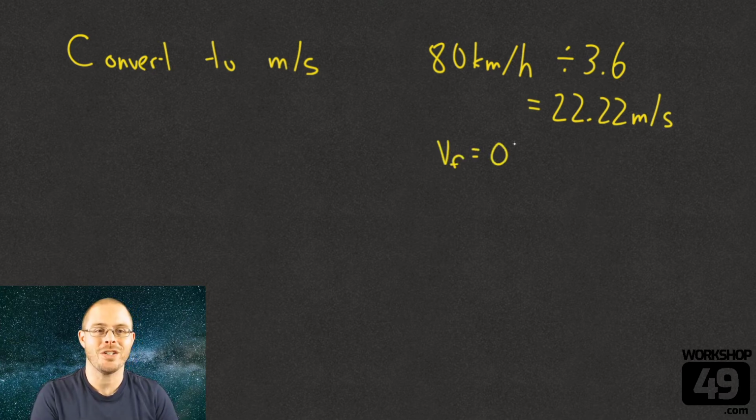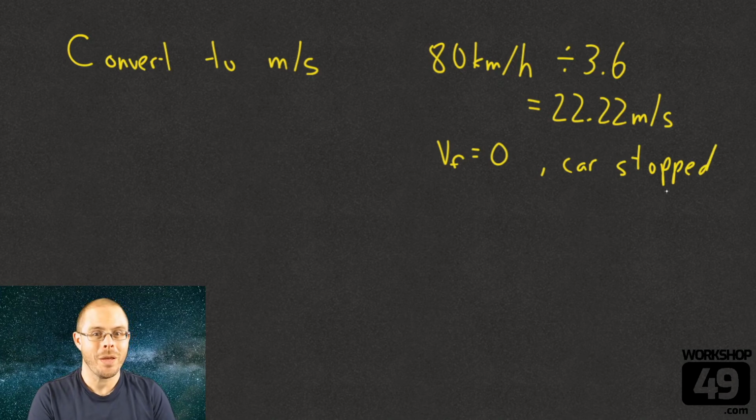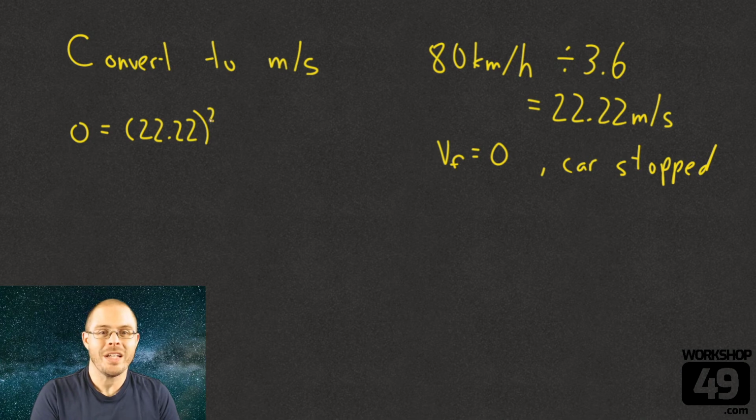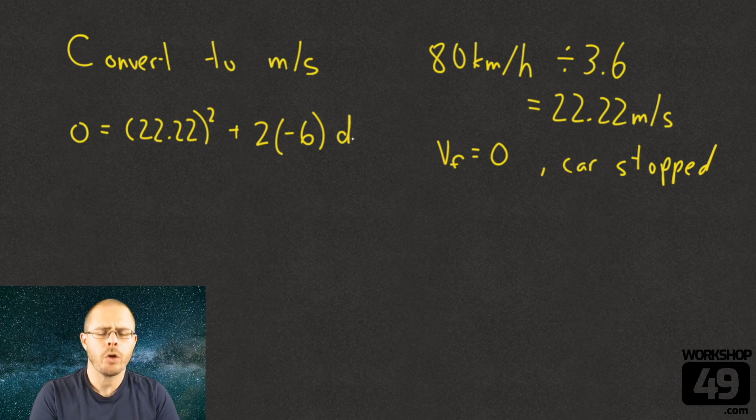Now we know our velocity initial. Our velocity final, all the little clever cupcakes out there, you already figured it out, it's 0, because in the end, the car has stopped. So we have our velocity initial, we have our velocity final. 0 equals 22.22 squared plus 2 times our acceleration, which was -6. Mind that negative. I've seen that mistake too many times. Multiplied by D. Great. We're going to multiply that 2 by the -6. It gives us -12D, and we're going to bring that right over to the other side.